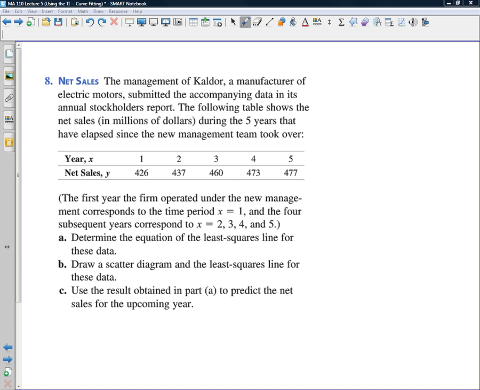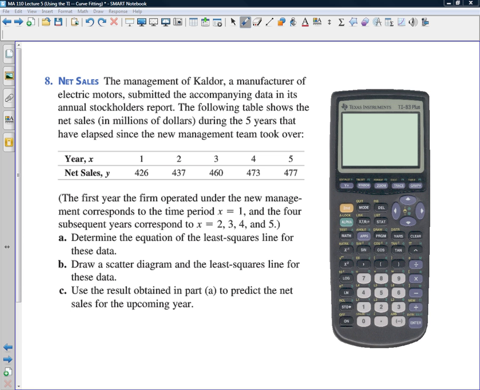We're asked in part A to determine a least squares line or a best fit line for these data. So let's bring up the calculator. Turn on the calculator, of course, and remember how we start this. We begin by pressing the Stat key, and we go and edit or enter the information.